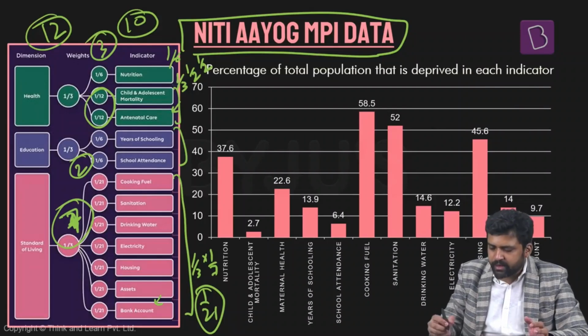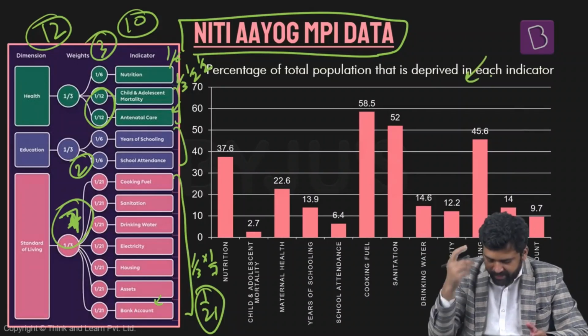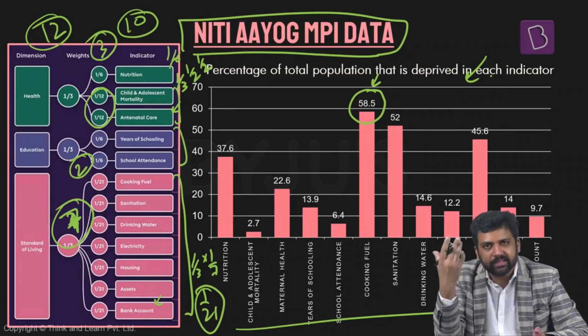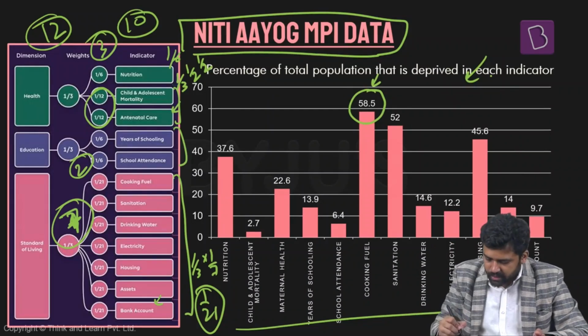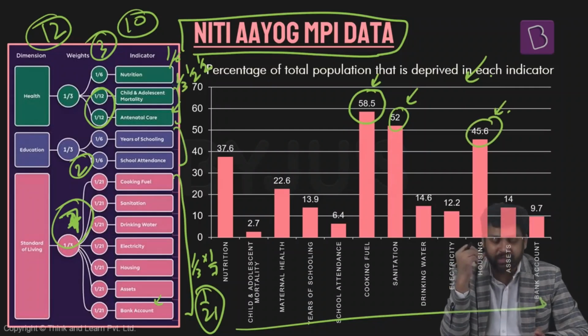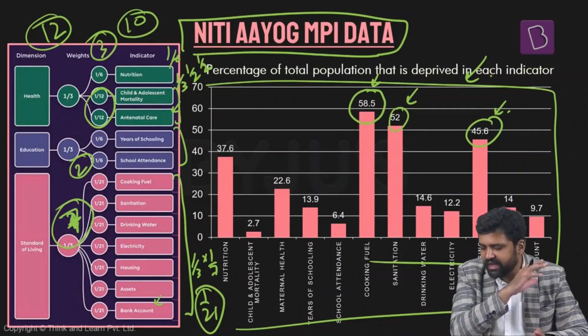And if you look at the data that you have right now of multi-dimensional poverty and deprivation along multiple lines, you realize that when it comes to cooking fuel, 58.5% of Indians are deprived. Right? So 58.5% of Indians do not have access to cooking fuel facilities. Sanitation, again, 52% of Indians do not have access to sanitation facilities. 45.6% of Indians do not have access to housing facilities. Right? So this kind of crucial, critical feedback you can get from here.